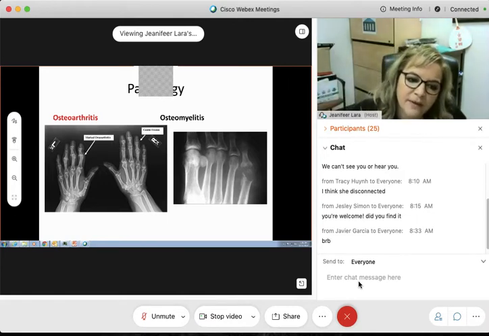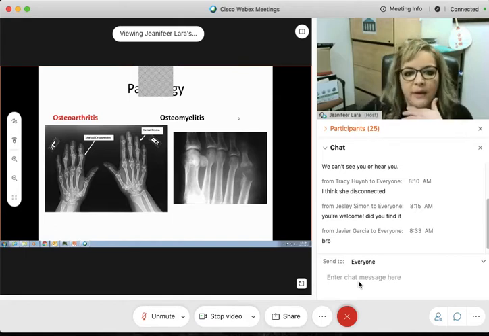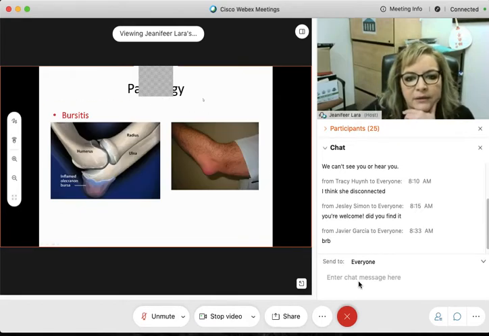Does everyone see that? Right here, pretty sharp, doesn't it? You start to see a nice normal hand. Let's go back and take a look at what a normal hand looks like.